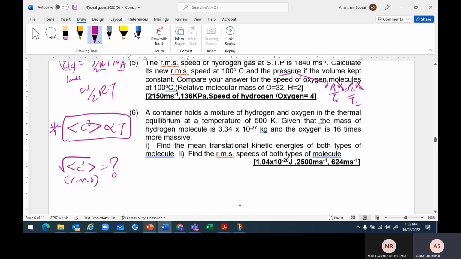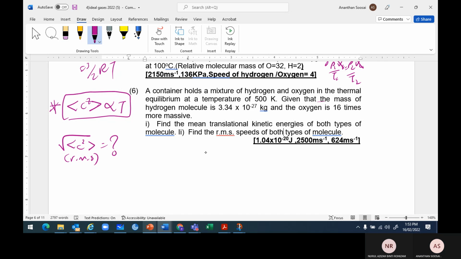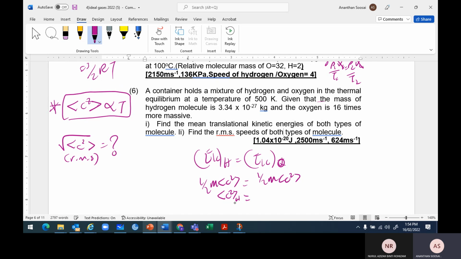Okay. So how do you do? So the kinetic energy of hydrogen should be same as kinetic energy of the oxygen, right? So half m c squared should be equals to half m c squared of the oxygen. So they want hydrogen over oxygen. So the c squared of hydrogen over the c squared of the oxygen should be same as mass of oxygen over the mass of hydrogen, right? Rearranging, makes sense, half cancel. So what do you get? Mass of oxygen is what? 32. So 32 over 2, 16.